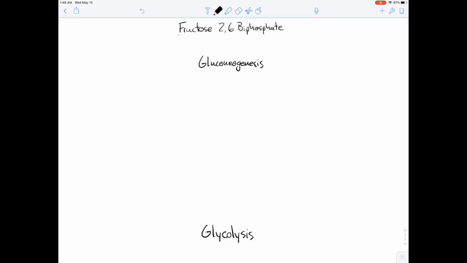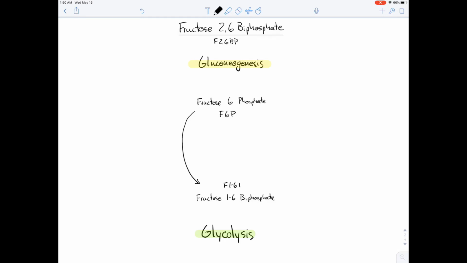Today, we are going to be talking about the very important molecule, fructose 2,6-biphosphate, and its role in regulating glycolysis and gluconeogenesis. To start off, let's talk about the step that fructose 2,6-biphosphate participates in for both glycolysis and gluconeogenesis.